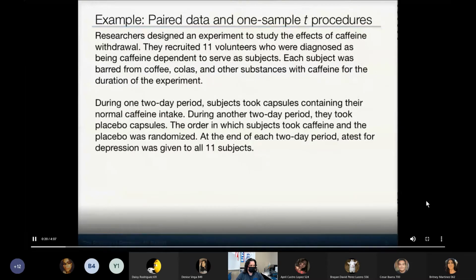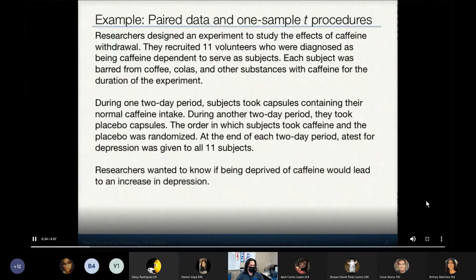Now, during one 2-day period, subjects took capsules containing their normal caffeine intake. During another 2-day period, they took placebo capsules. The order in which the subjects took caffeine and the placebo was randomized, and at the end of each 2-day period, a test for depression was given to all 11 subjects. Now, researchers wanted to know if being deprived of caffeine would lead to an increase in depression.